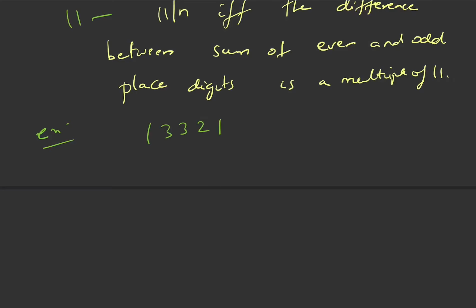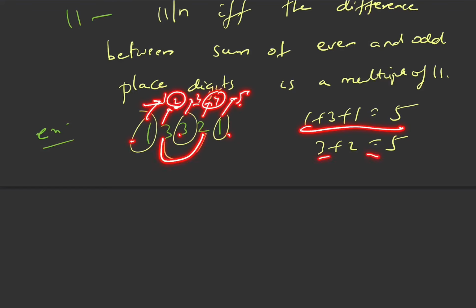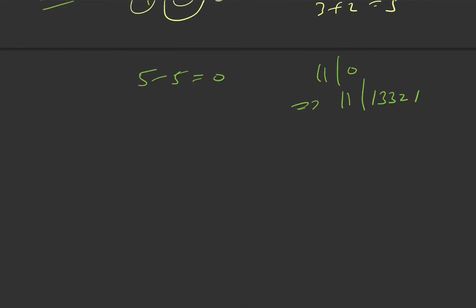Now you need to take the sum of odd place digits. So 1 3 1, 1 plus 3 plus 1 is how much? It is 5, and 3 plus 2 is also 5, right? 3 plus 2 is the sum of digits which are at even places, and 1, 3 and 1 are at odd places. This is the first place, second place, third place, fourth place and fifth place. So at odd places, the 1st, 3rd and 5th places, we have 1, 3 and 1, their sum is 5, and at even places, that is the second and fourth place, we have 3 and 2, so their sum is also 5. So the difference is 5 minus 5, that is 0. So clearly 0 is divisible by 11, that is 11 divides 0. This simply means that 11 divides 1 3 3 2 1. Fine.